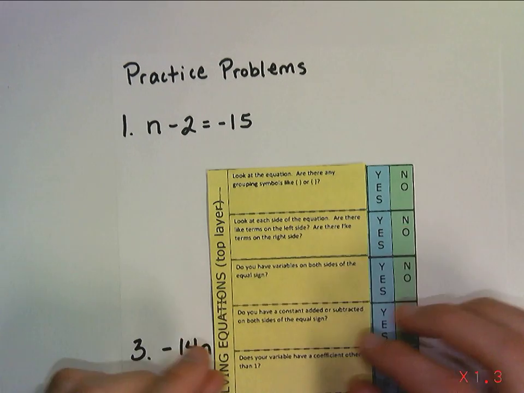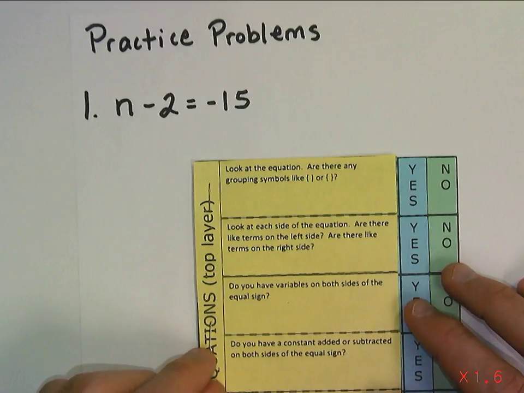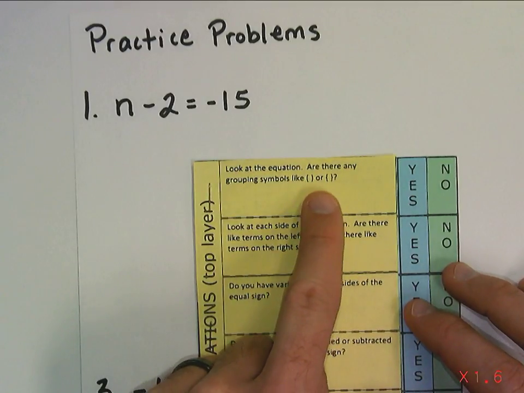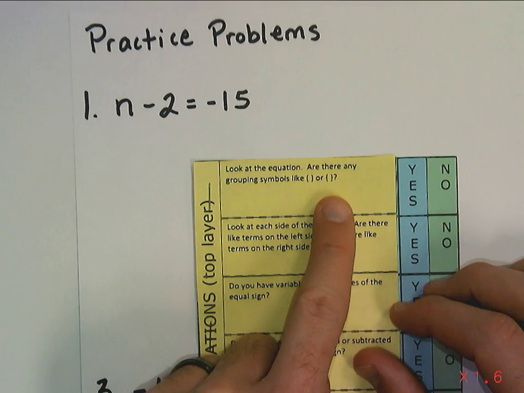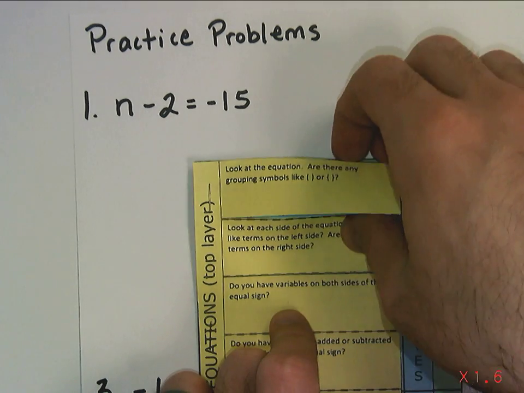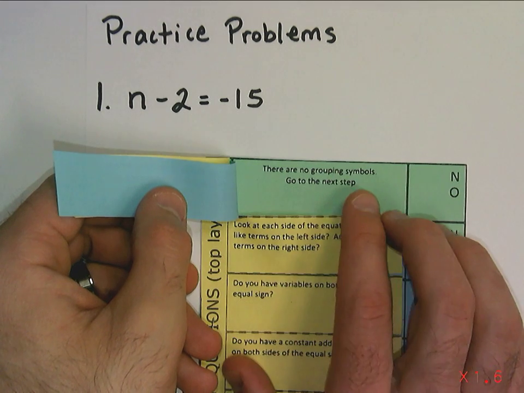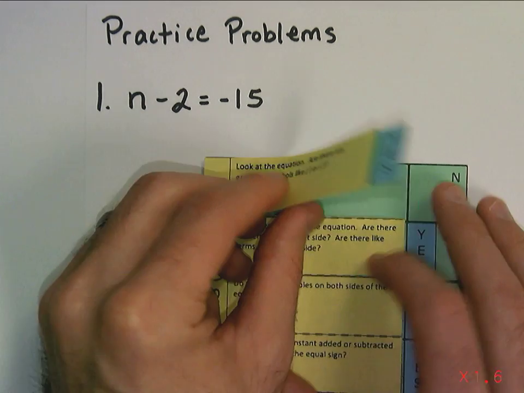Looking at our foldable that we have, I'm going to zoom in here a little bit. It says, look at the equation. Are there any grouping symbols like parentheses or curly brackets? Well, looking at this one, no. So I'm going to open up this flap here. It says there are no grouping symbols. Go to the next step.